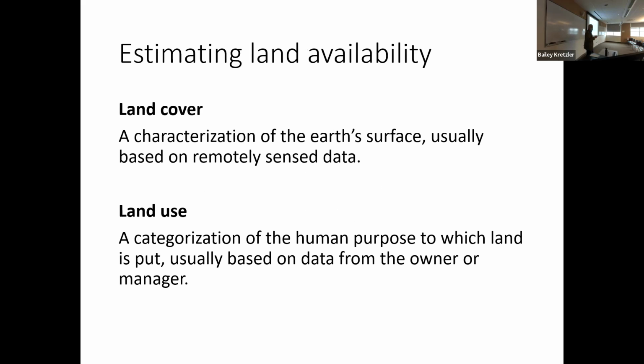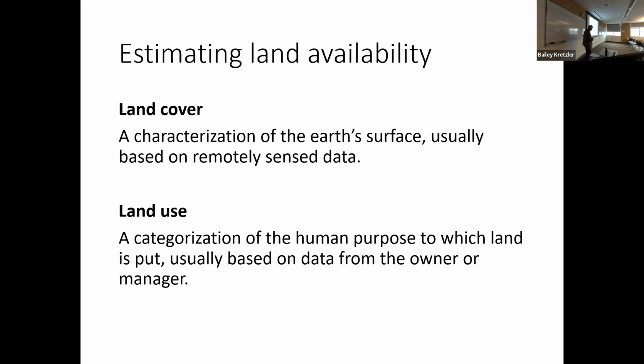All right, let's leave the feed needs for a while and come to land availability. And I want to distinguish here between two different ways of measuring this: land cover and land use. If you're not familiar with the difference, land cover is characterizing what the surface of the earth looks like. So it could be something like forest, or it's covered by water, or it's covered by some sort of developed cover. Whereas land use is characterizing the purpose to which it's put. And while they're related, these things are distinct.